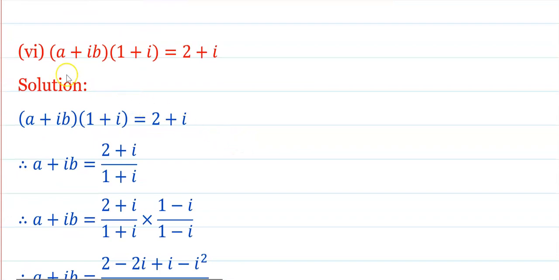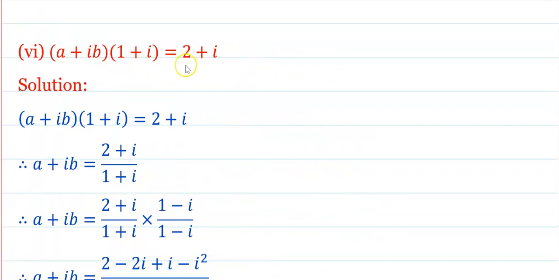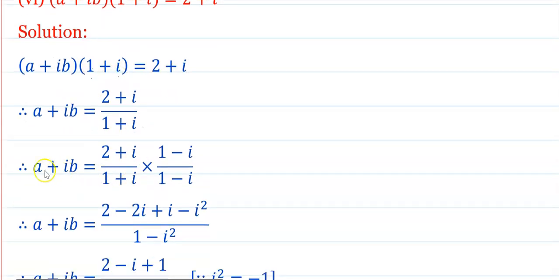Now problem number 6. In bracket a plus ib into 1 plus i is equals to 2 plus i. Now again we will do the simplification. Again a plus ib into 1 plus i is equals to 2 plus i. This is multiplied, when it comes to the other side it will be divided. And hence a plus ib, then we multiply numerator and denominator by the conjugate of the denominator. What is the conjugate? It's 1 minus i. Therefore a plus ib, the multiplication is 2 plus i into 1 minus i.